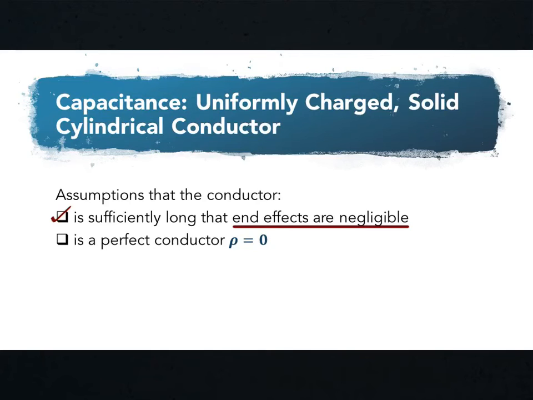And then this conductor is a perfect conductor. That is, the resistivity of that conductor is definitely 0. So it's really a perfect conductor, and in that case, the internal electric field here is 0.